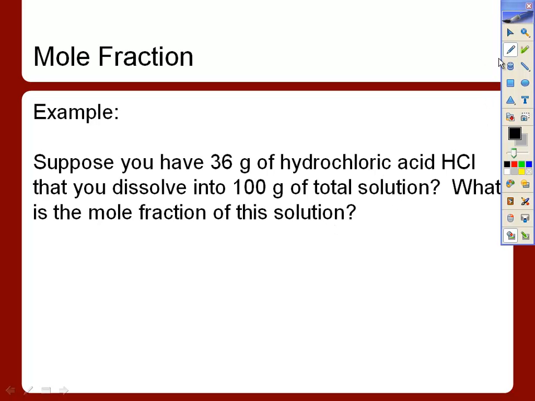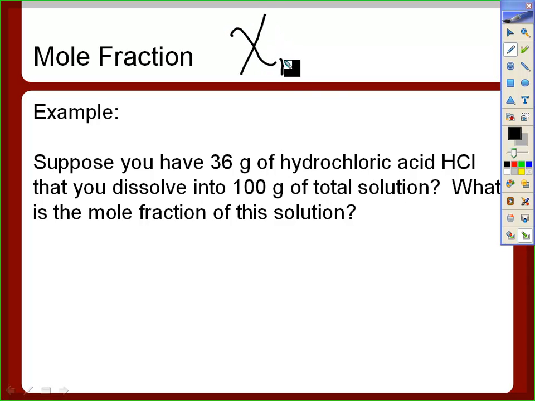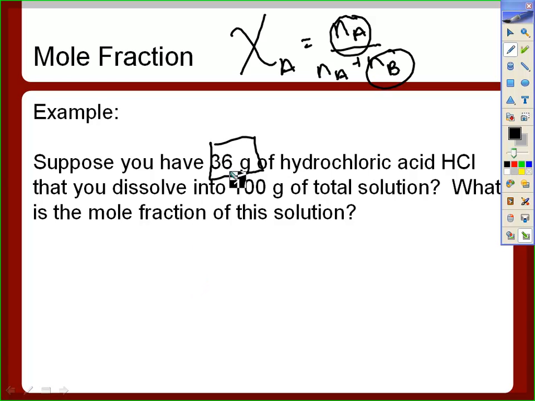Here's an example. Suppose you have 36 grams of hydrochloric acid that you dissolve in 100 grams of total solution. What is the mole fraction of this solution? Remember, I'm going to write the definition of mole fraction up here. The mole fraction of the solute is moles of solute divided by moles of solute plus moles of solvent. So I'm going to need to figure out two things really, and that's the number of moles of solute and solvent. Our solute is hydrochloric acid, and it's 36 grams.